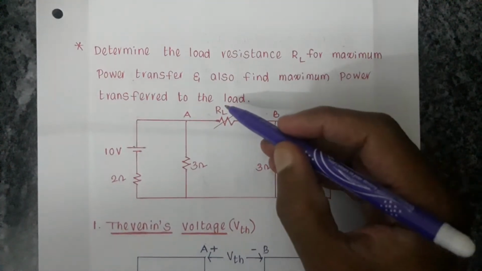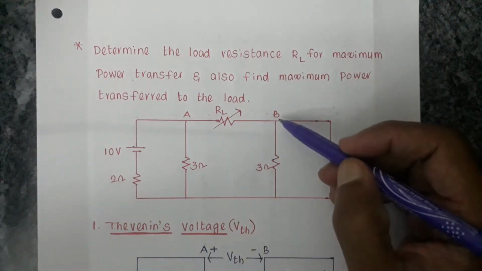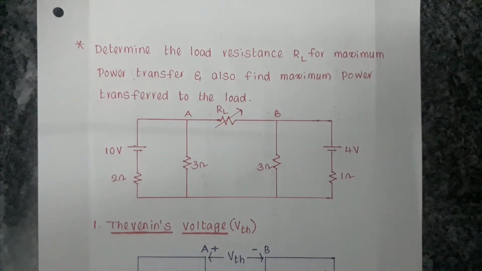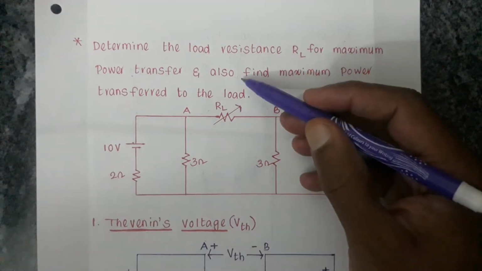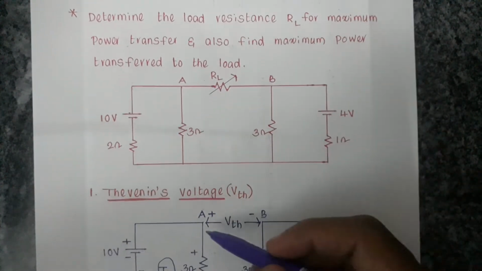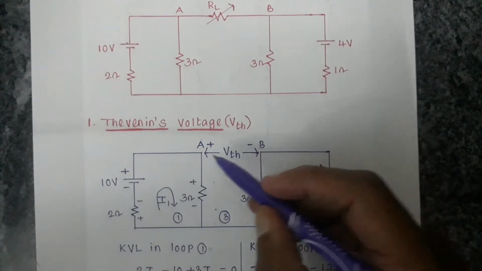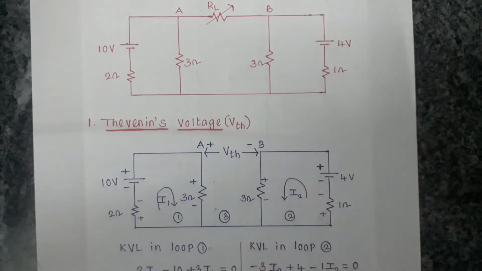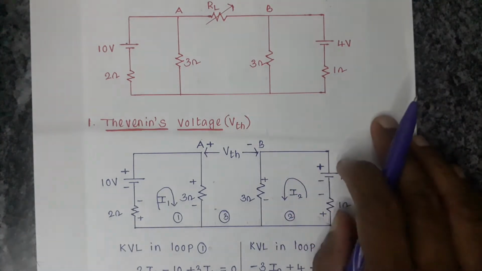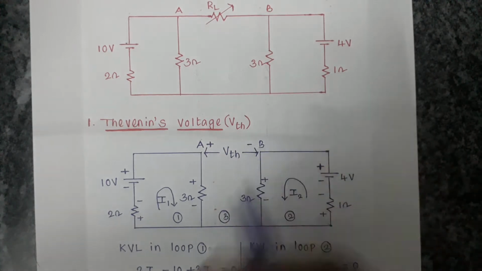So here we have to find what is the value of RL. Across this AB, we have to find Thevenin's equivalent circuit. To find it, first is Thevenin's voltage. Remove this element. Once you remove this element, there is no current from A to B. It is an open circuit. Once it is an open circuit, there is a voltage across AB, which is called VTH, Thevenin's voltage. And I am taking positive polarity towards the A node and negative polarity towards the B node.